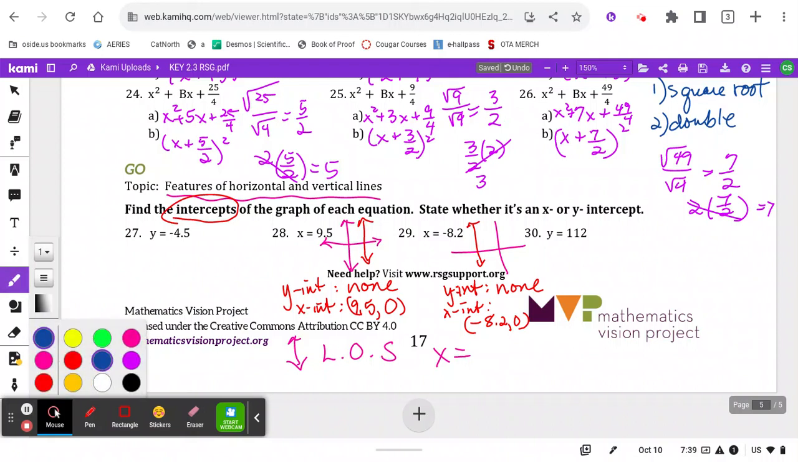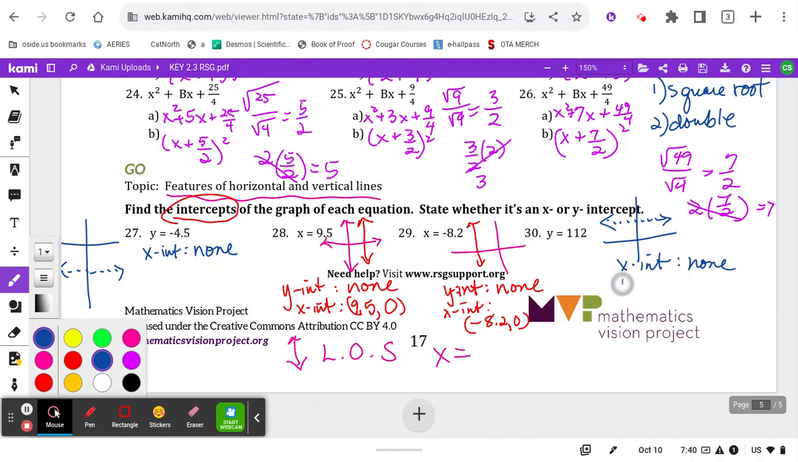Well, vice versa, that's what happens on these other two, which are y equals lines. Picture that you've got a graph of y equals 112, something like that. And picture that you've got a graph of y equals negative 4.5, something like that. Well, its x-intercept is none. It never goes through the x-axis. But its y-intercept is, of course, the y value that was given. It's the only place it goes through the y-axis.